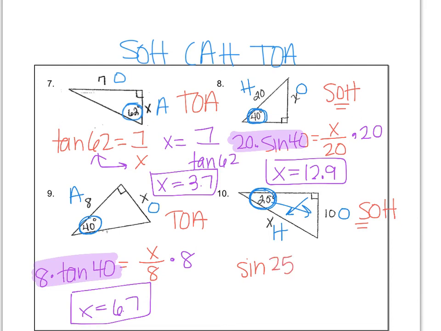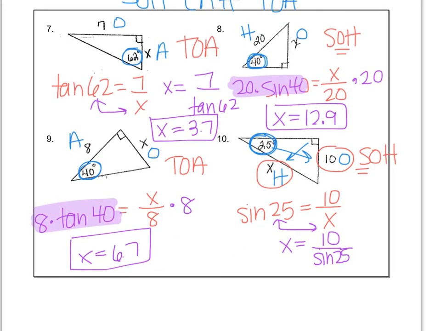Sine is followed by the 25 equal to, I have to follow the order. I have to do the O part first, the H part second. So it's going to be 10 over x. This is one where x is trapped on the bottom. We don't like it when it's trapped. So we do the magic elevator to switch these out. X is equal to 10 over the sine of 25. We type that in our calculators, and we get an answer of 23.7.